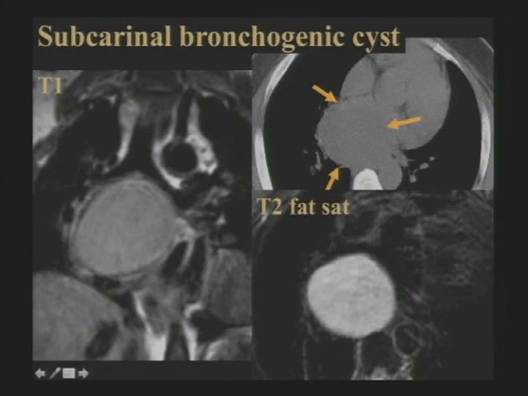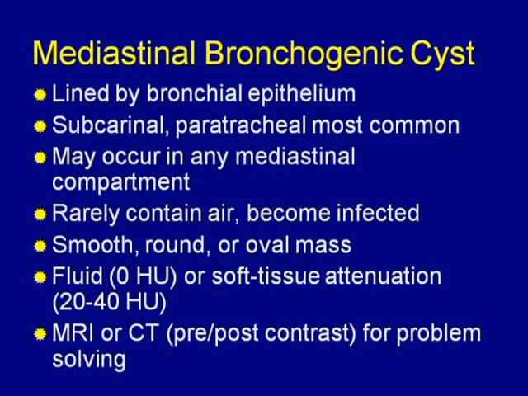So look for low density on the CT scan, fluid attenuation, very, very bright on the T2, and it can be variable density on the T1 because of proteinaceous fluid or hemorrhage or superinfection or whatever. Subcarinal paratracheal is most common, but in reality you can see these things pretty much anywhere. So for a solitary, single, well-defined mediastinal mass, always at least consider this. It can contain air and become infected, but it's really a typical solid mass.